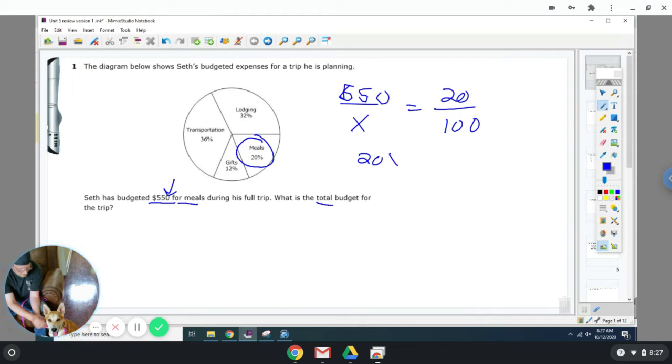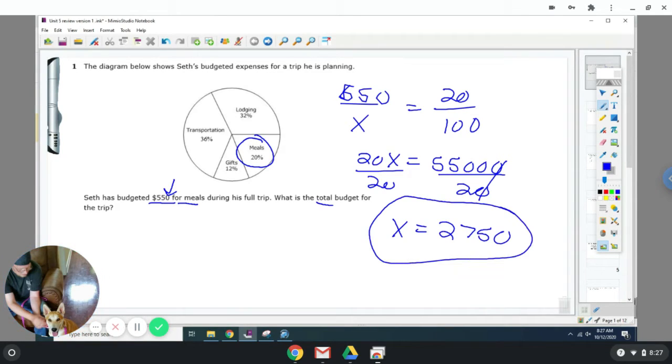So you're going to cross multiply and then divide by 20. And then X will equal $2,750. So his entire trip will cost him $2,750.